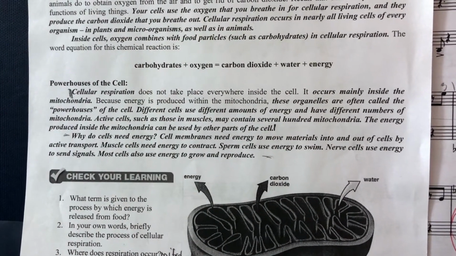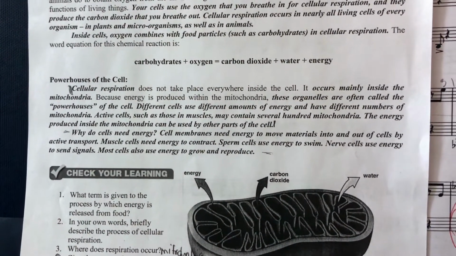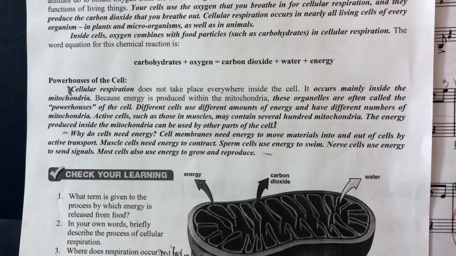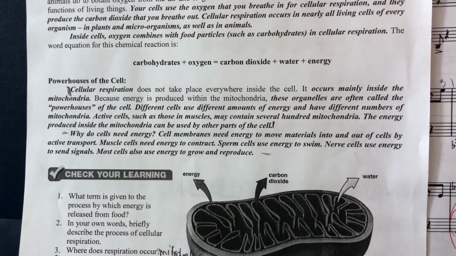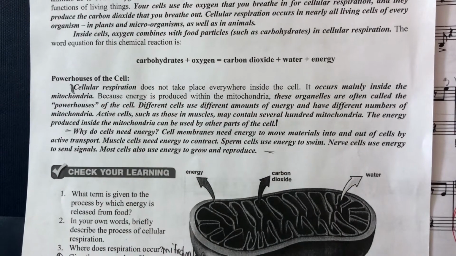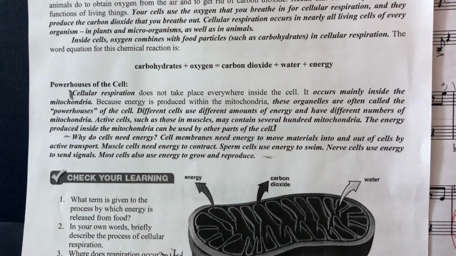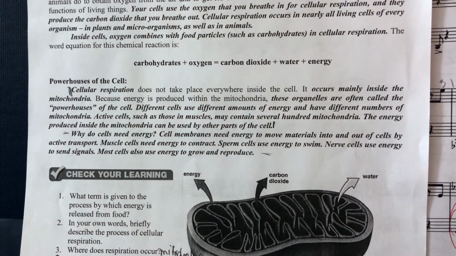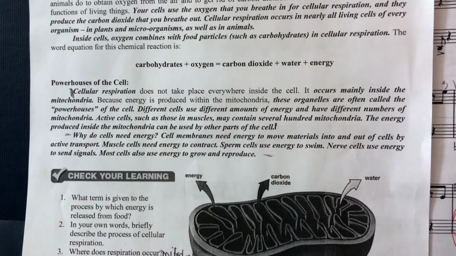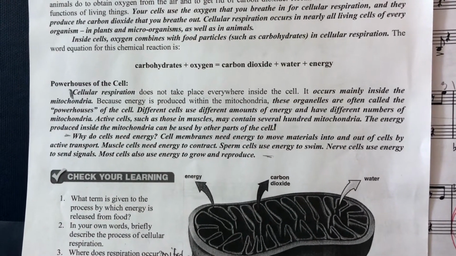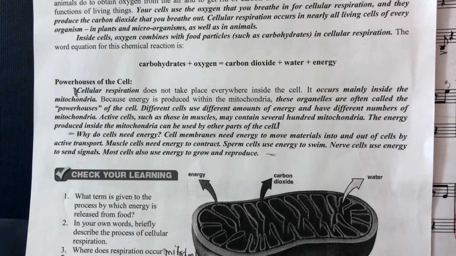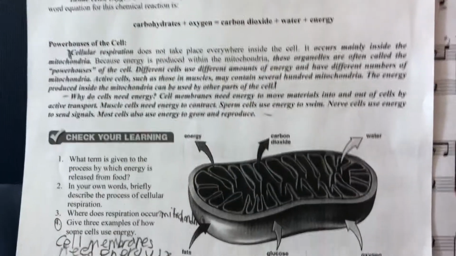Why do cells need energy? Cell membranes need energy to move materials into and out of the cells by active transport. Muscle cells need energy to contract. Sperm cells use energy to swim. Nerve cells use energy to send signals. Most cells also use energy to grow and reproduce.